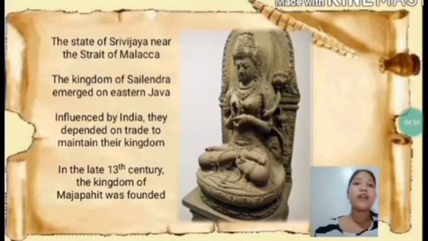The state of Srivijaya emerged near the Strait of Malacca, and one of the particular kingdoms that emerged is the kingdom of Shailendra, on eastern Java. The most important point here is the independent kingdoms. Unique in Southeast Asia in general, the Malay Peninsula was influenced by India. They depended on trade to maintain their kingdom, and in the late 13th century, the kingdom of Majapahit was founded.